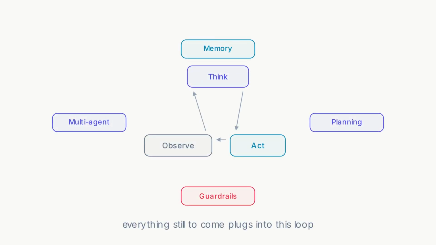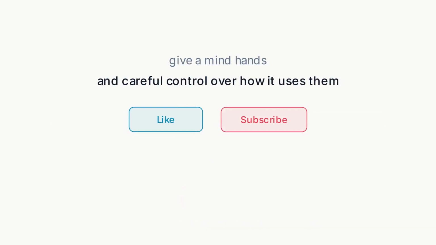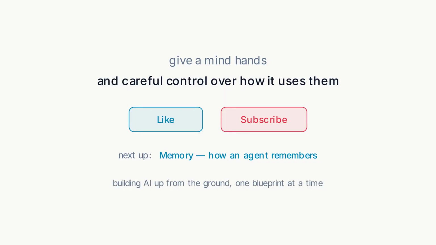Memory decides what the agent carries between the turns. Planning decides the order of its actions. Guardrails watch what it's about to do. Multi-agent systems are really just agents calling other agents as tools. Once you can see the think-act-observe loop, you can see the shape of everything else. A mind, hands, and thoughtful control over how it uses them, and you get something genuinely new.